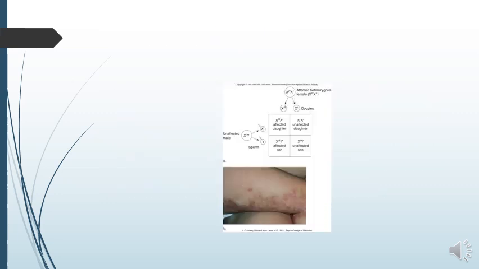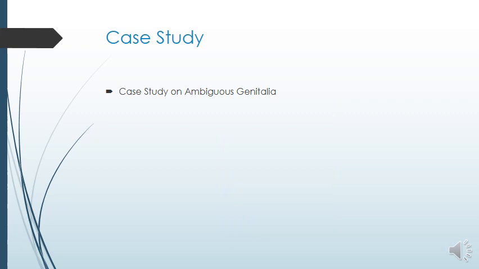Here is a picture showing the inheritance of this X-linked dominant disease, and also please note the characteristic patchy pigmentation on the leg of a girl who has incontinentia pigmenti. Please now go on to do your case study on ambiguous genitalia.